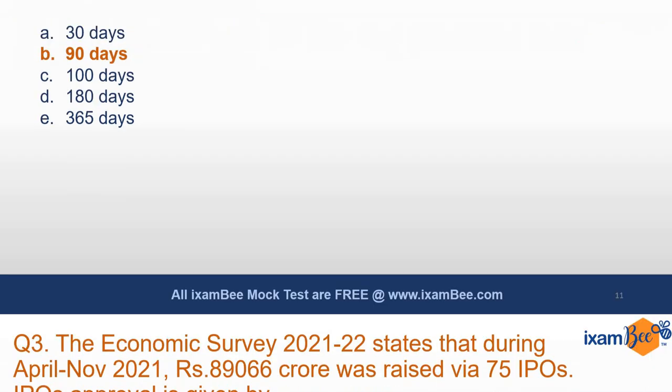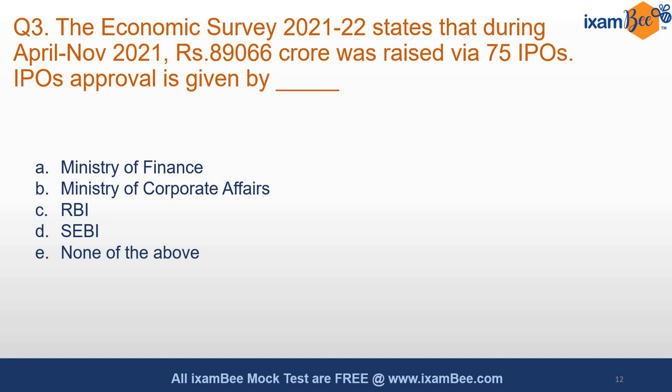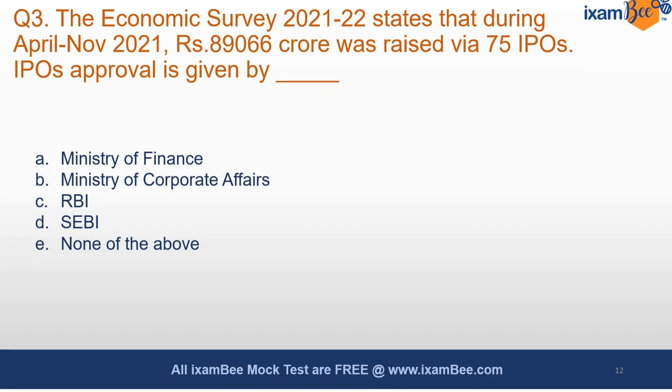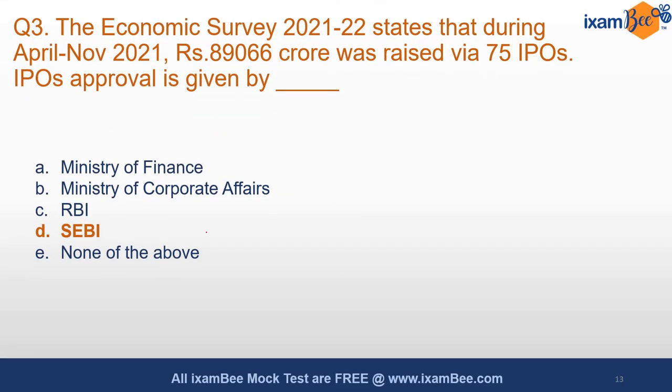The Economic Survey 21-22 states that during April to November 2021, around rupees 89,066 crore was raised via 75 IPOs. IPO approval is given by which of the following entities? So the correct answer here is SEBI. SEBI is the capital markets regulator. Okay, and they give the approval.